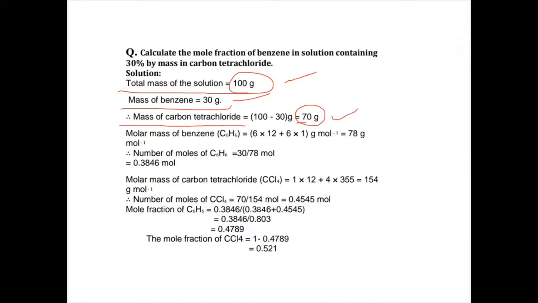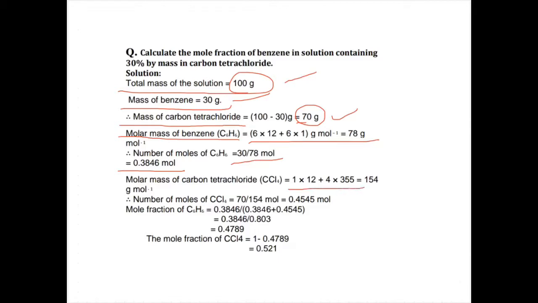Now we have to calculate the mole fraction of benzene and carbon tetrachloride. To calculate the mole fraction, we must have the number of moles, and to calculate the number of moles we must know the molar mass. The molar mass of benzene, that is C6H6, is equal to 6 into 12 plus 6 into 1, because we have 6 carbon atoms and 6 hydrogen atoms in benzene, which is equal to 78 gram per mole. Now the number of moles of C6H6 will be 30 divided by 78 mole, which is 0.3846 mole.